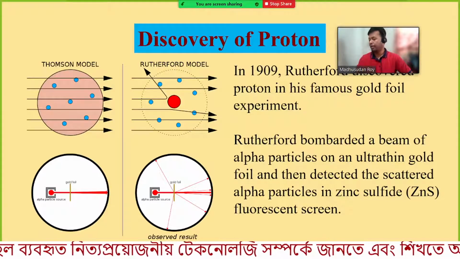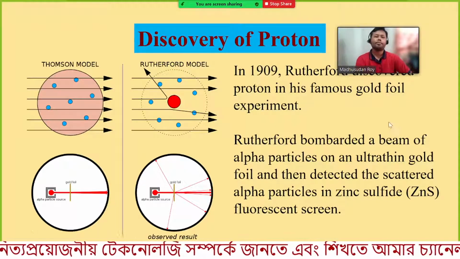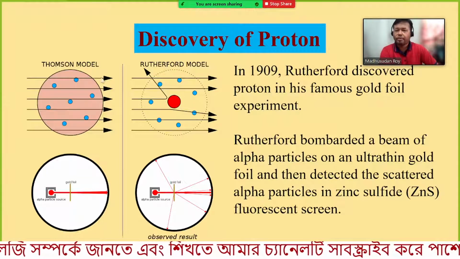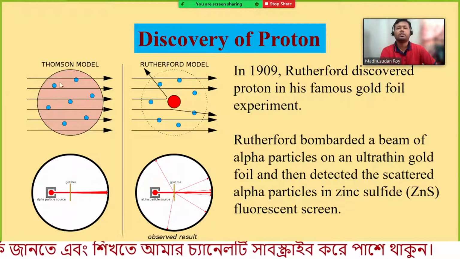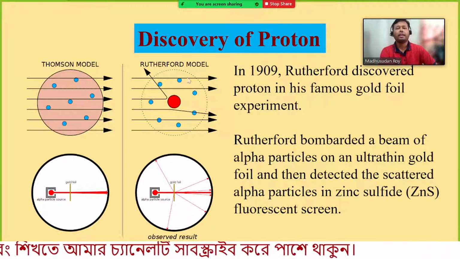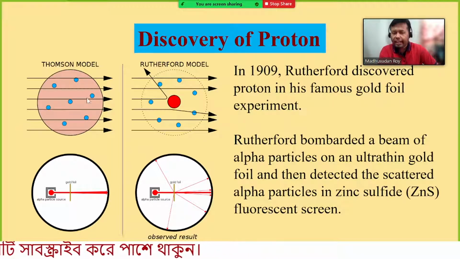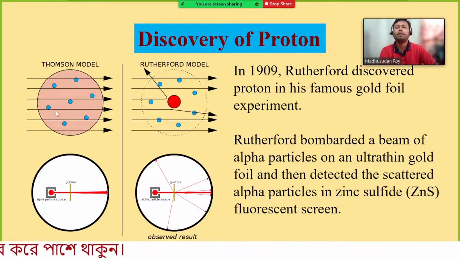Now we will learn about the proton. You are familiar with these types of figures: the Thomson atomic model and the Rutherford atomic model. This is an atomic model which is very similar to a pudding. I think you are familiar with pudding. Many of you have eaten pudding.